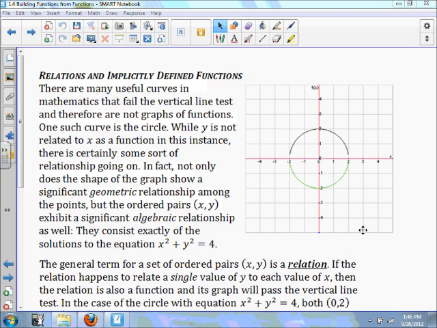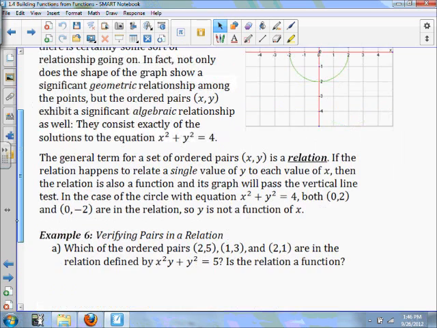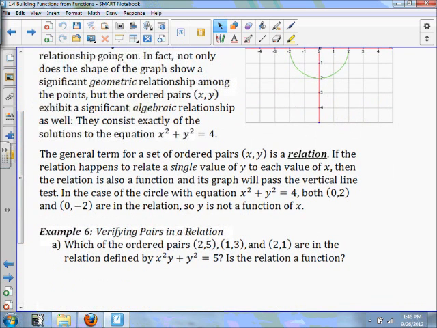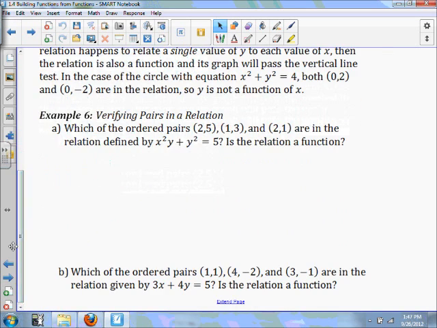Now we'll get more into circles in chapter 8. The general term for a set of ordered pairs x, y is a relation. If the relation happens to relate a single value of y to each value of x, then the relation is also a function and its graph will pass the vertical line test. In the case of the circle with equation x squared plus y squared equals 4, both (0, 2) and (0, -2) are in the relation. So y is not a function of x. Let's move on to example 6 to put it to numbers.